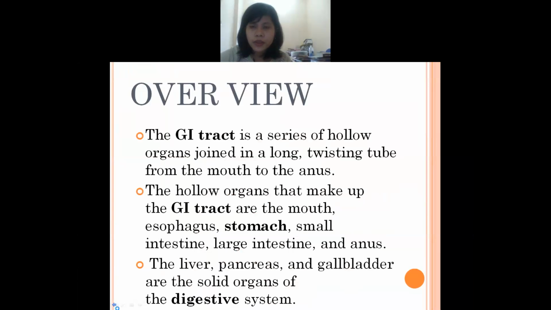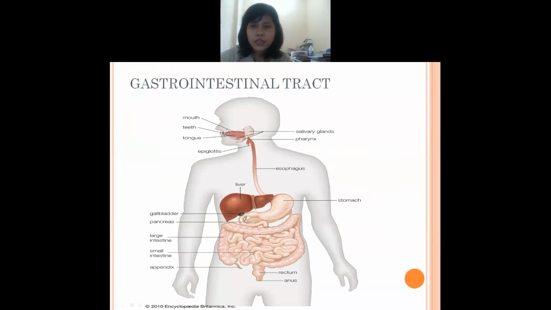Okay, next is the gastrointestinal tract. So where does it start? The gastrointestinal tract starts from the mouth till your anus. Okay, this is your anus. This chapter I have discussed many times, even in your practical also I used to discuss.